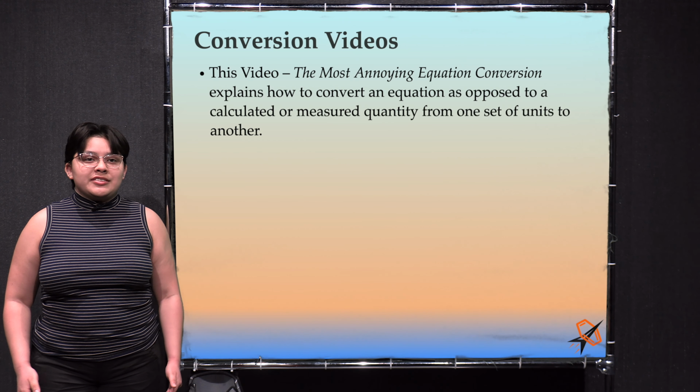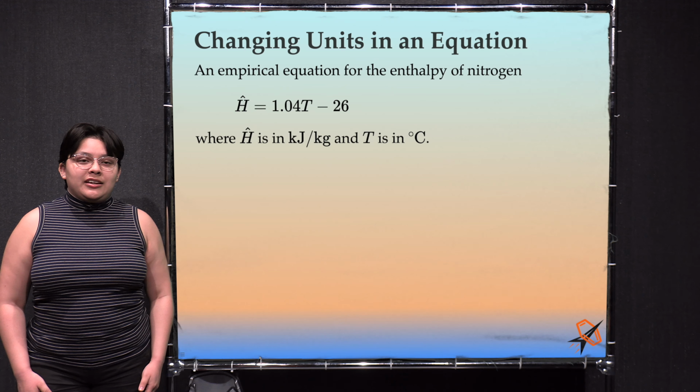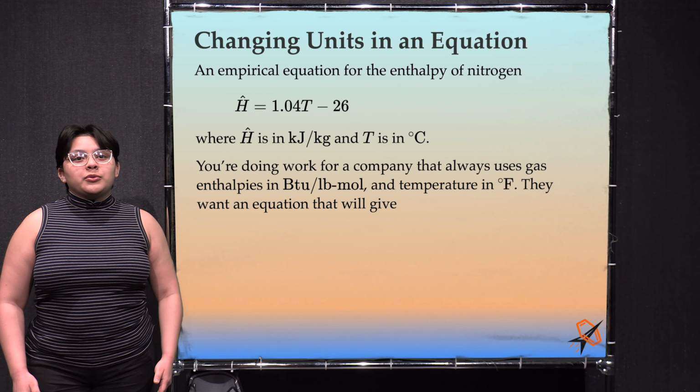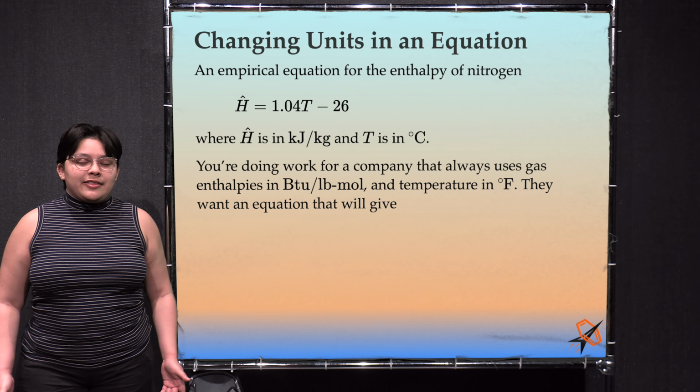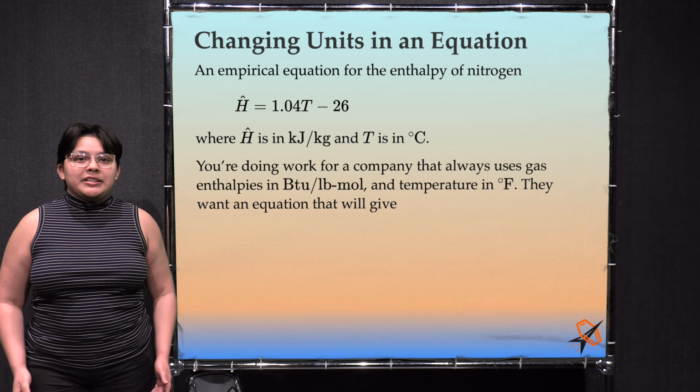Let's say you found online an empirical equation for the enthalpy of nitrogen. The enthalpy is 1.04 times T minus 26, where the specific enthalpy is in kilojoules per kilogram, and the T is in degrees Celsius. You're doing work for a company that always uses gas enthalpies in BTU per pound mole, and temperature in degrees Fahrenheit. How do you transform your equation into such an equation?